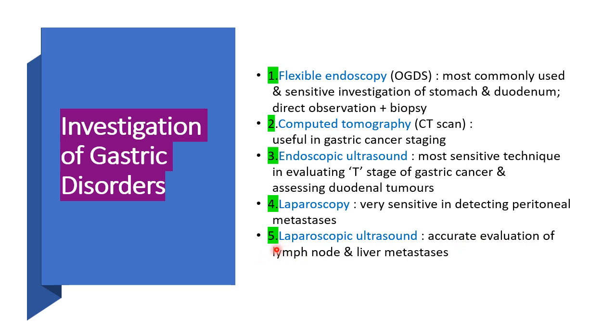And fifth, the last one, is laparoscopic ultrasound. Through a laparoscope, you can introduce an ultrasound probe, which gives you an accurate evaluation of the lymph node and liver metastases, and therefore a more accurate staging of the cancer.